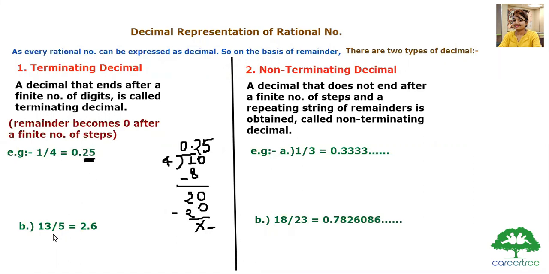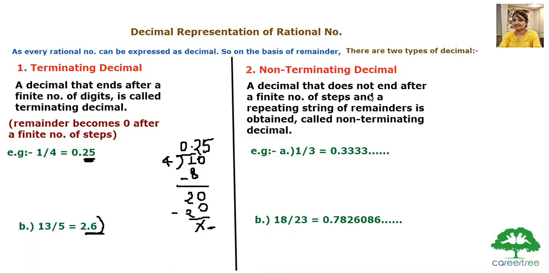In the same way, if you express this fraction in the form of a decimal, you will get 2.6. In this also we can say that after 6 there is no digit, right? So we can say that 2.6 is also a terminating decimal because the decimal part is terminating. So this was all about the terminating decimal.